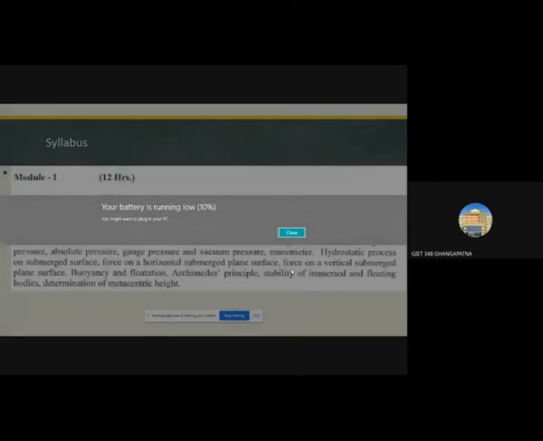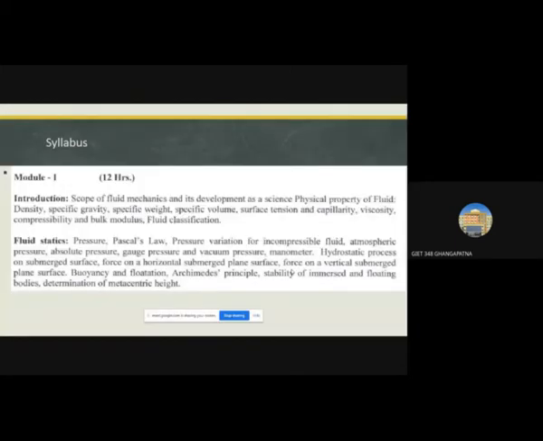Let me give you three equations. S is equal to ut plus half at square, everyone knows. V square minus u square is equal to 2as, okay. And v is equal to u plus at. In these three equations, you are not at all finding any parameter that is force.